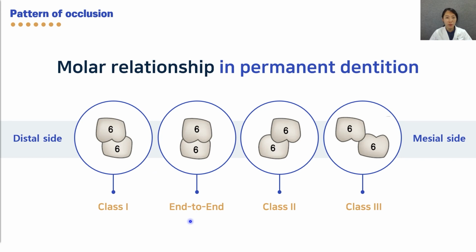End-to-end relationship means that mesiobuccal cusp of both molars oppose one another. Class 2 relationship is one in which an upper mesiobuccal cusp is anterior or mesial to the lower mesiobuccal cusp. Class 3 relationship represents the situation in which an upper mesiobuccal cusp is posterior or distal to the lower buccal groove. The most desirable occlusion in permanent dentition, of course, is a class 1 relationship.